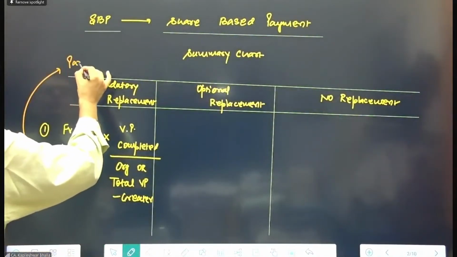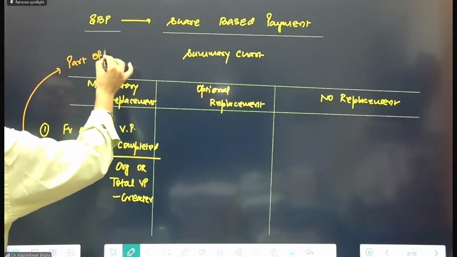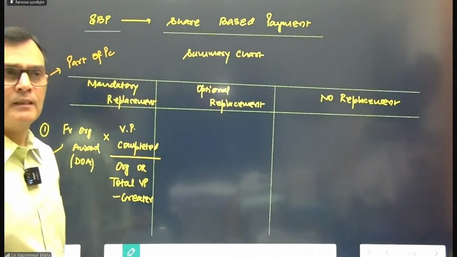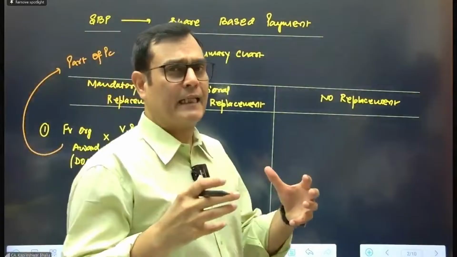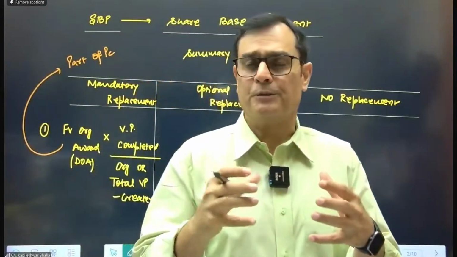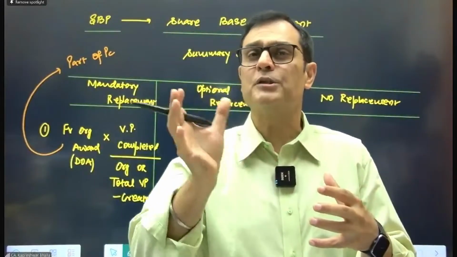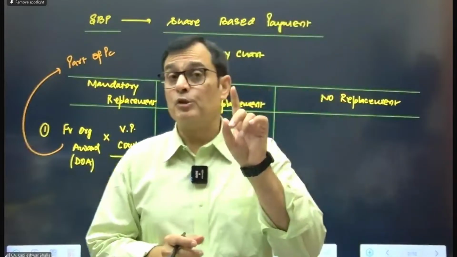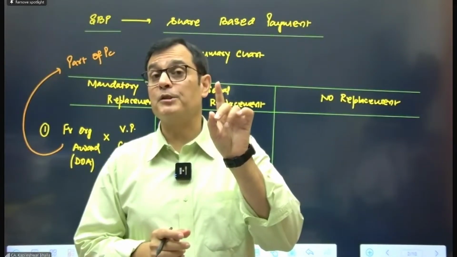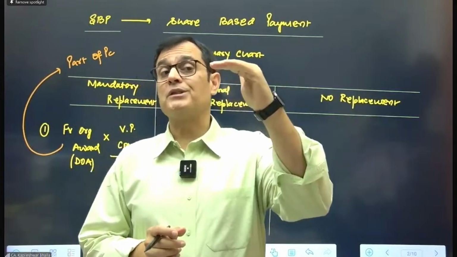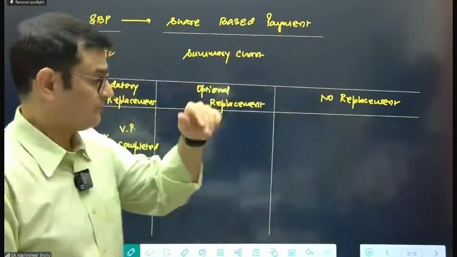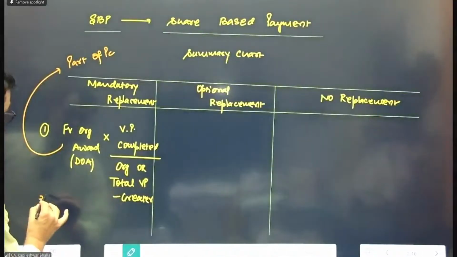Would you like to also tell me what would be the journal entry as far as this component is concerned? Because once you insert this as a part of the purchase consideration, there is another entry to be done after the acquisition entry. Remember, you've added this as a part of the purchase consideration. So once you discharge the purchase consideration, what entry would you pass? Anybody would like to give me the entry?